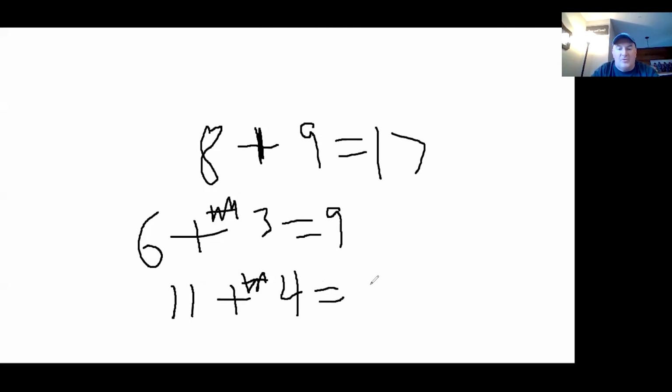I'm very visual, so that's why it works for me. I think most other people are very kind of vertical, so it might work for you. And it becomes that. So 11 plus 4 is 15. Okay, so 11 plus 4 is 15.